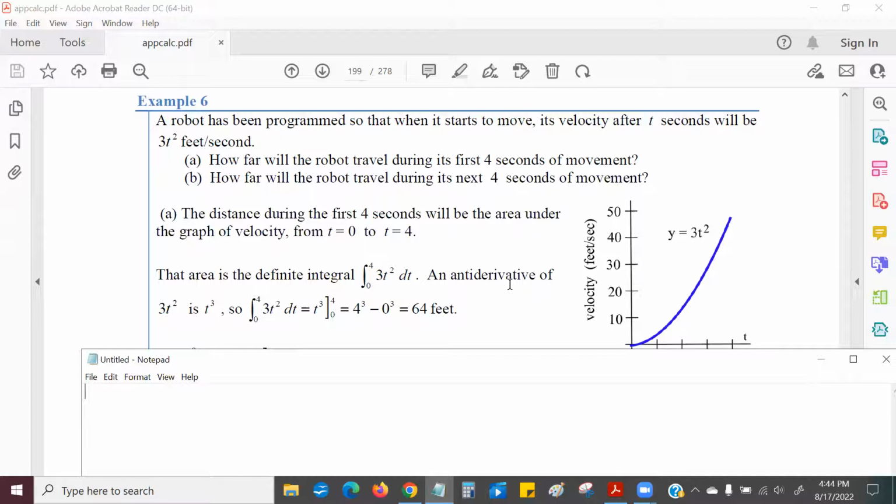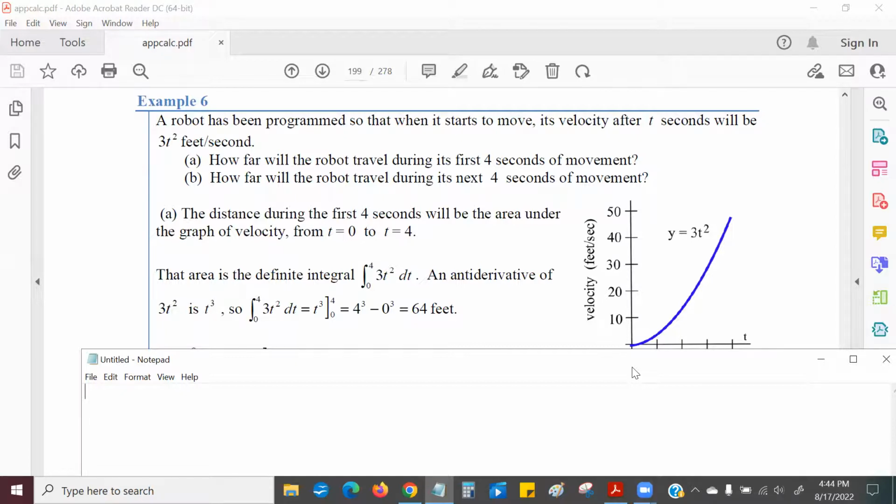And now, a very simple antiderivative of 3t squared is t to the third. So it's going to be t to the third evaluated between 4 and 0, which is 4 to the third power minus 0 to the third power, which is 64 feet. And here's the graph, and there we go. There's our function.